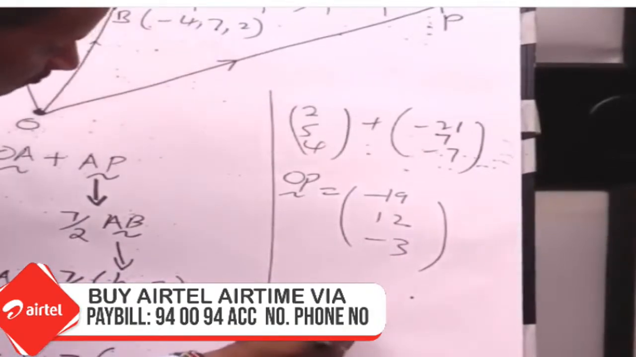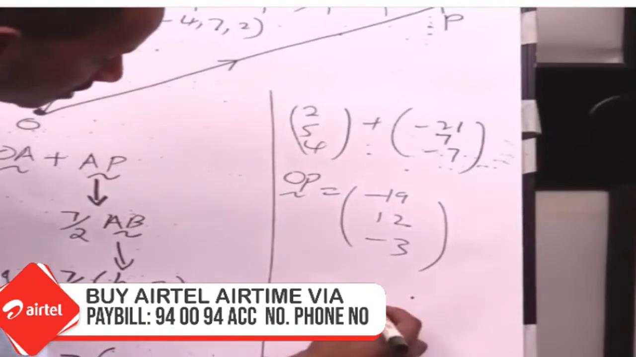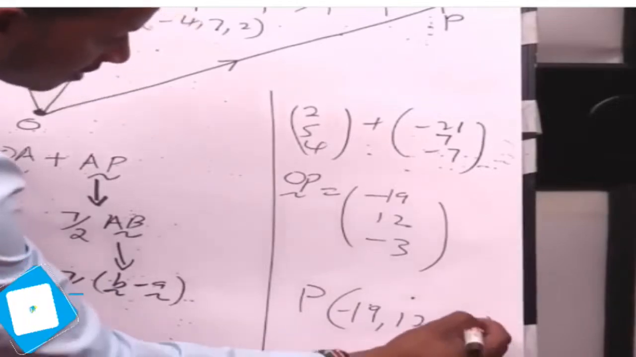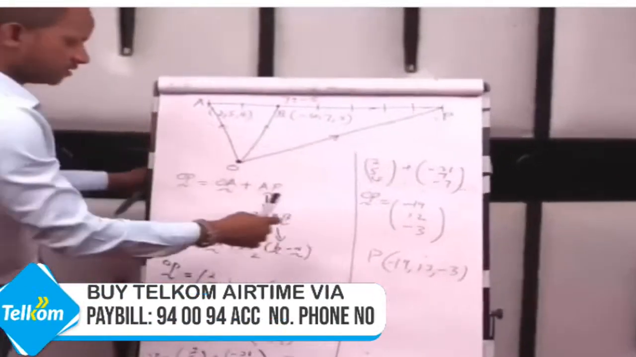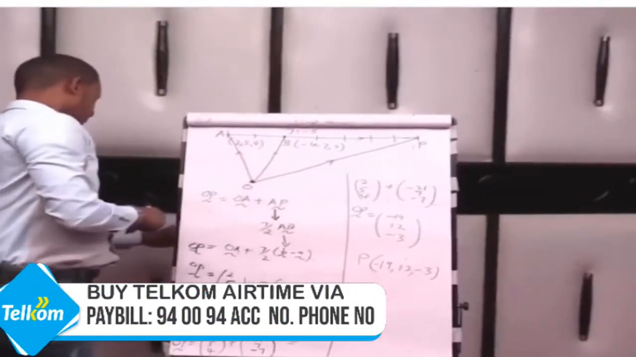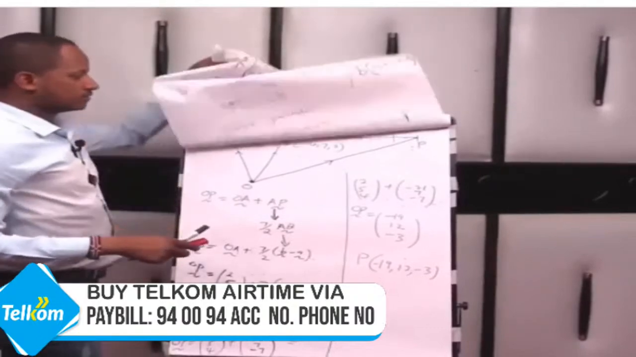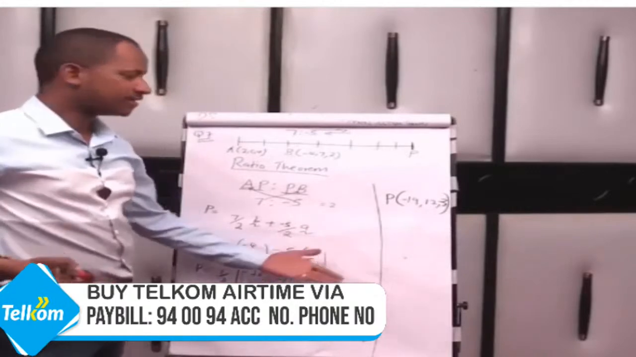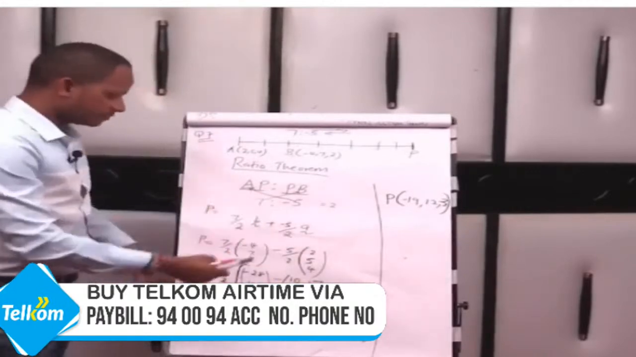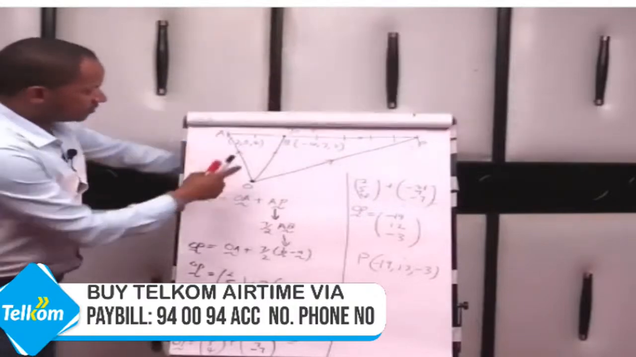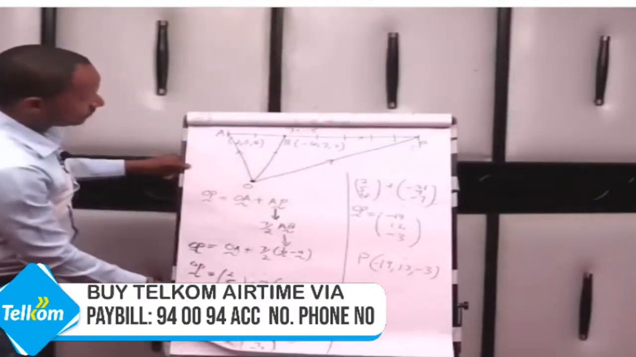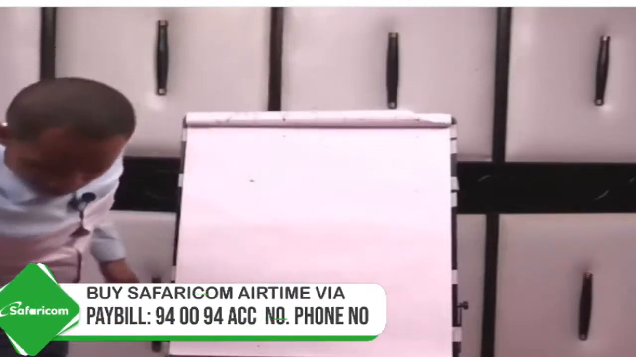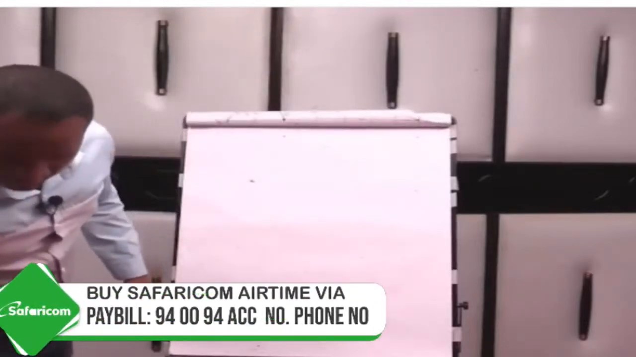The coordinates of P is minus 19, 12, minus 3. You write it in this form. I think this is the same as this. Is it? Is the same as this. So we are right. So you can use the ratio theorem, or you can use this other route. They are both correct. Now we are going faster.